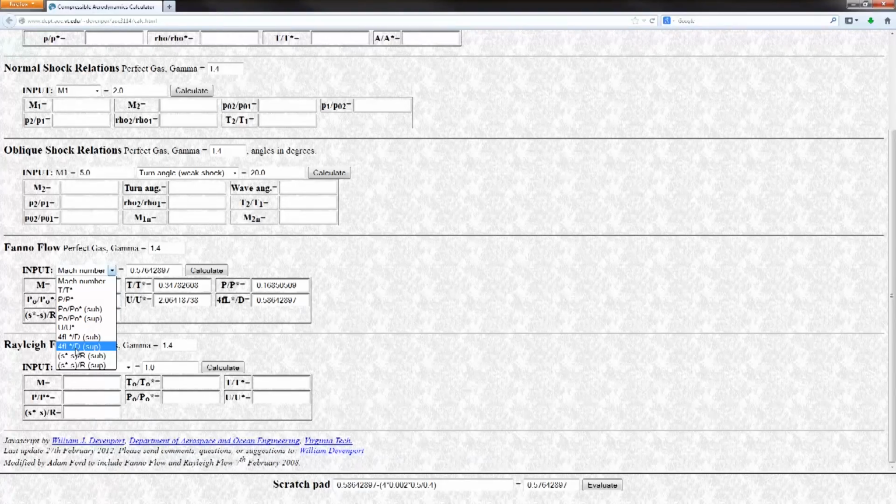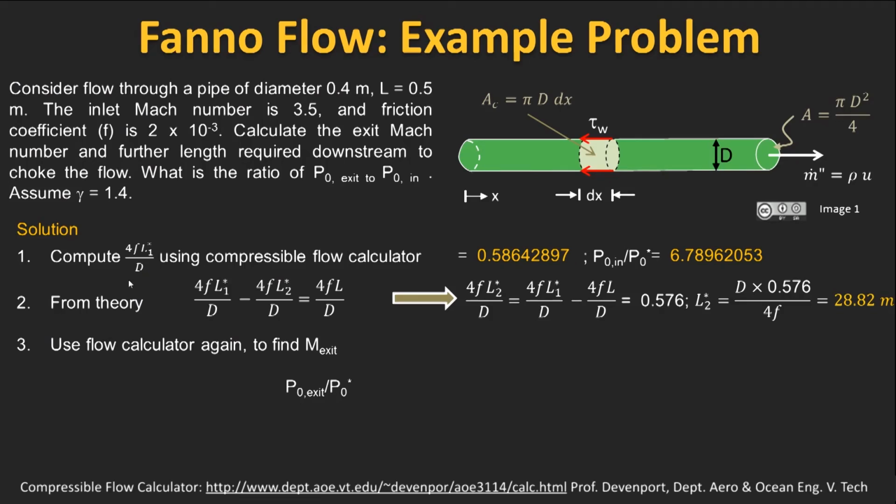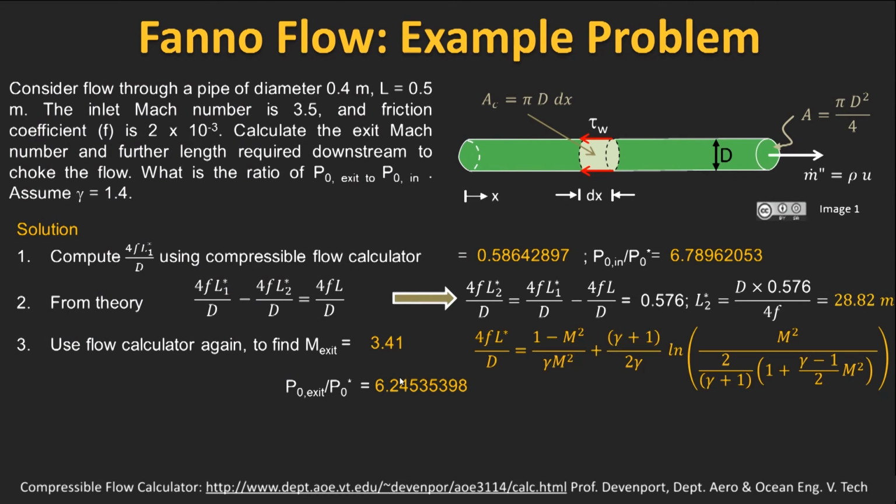4FL over D supersonic. Now notice that there are two options, subsonic and supersonic. Because we started with supersonic flow with Mach number 3.5, and we know from our theory that at worst the lowest Mach number you can reach is Mach 1 because of friction. You can never go subsonic, therefore we have to choose the option supersonic. And if I say calculate now we get a new Mach number. This is going to be the exit Mach number, and that's what we are asked to calculate. We also have P naught over P naught star at the exit. So we'll take these two values, store it in our problem evaluation, and let's do that in the next step.